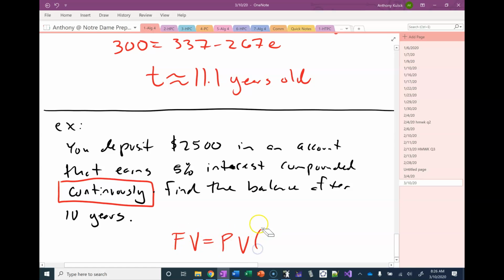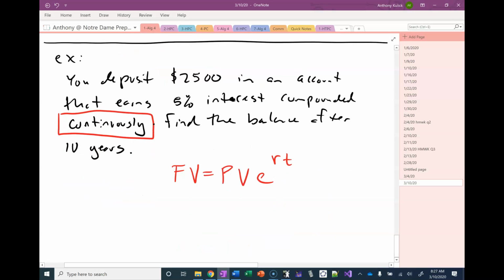It tells me that I need to use the model with the e in it, not our usual compound interest model. Everybody's okay with that idea? So that's very important. You look for that word continuously. That's your clue that you need to be using this model with the e in it rather than the compound interest model. All right, so we're looking for a future value.